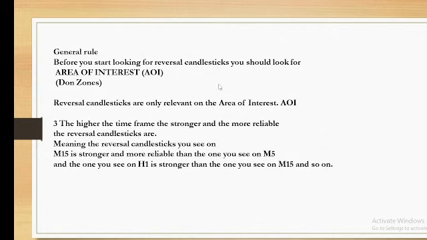Now we started talking about the reversal candlesticks, and then we are talking about doji, and we said we have 5 variations of doji. We have the common doji, the long-legged doji, the gravestone doji, the dragonfly doji, and the 4 price. All of them I've explained to you in detail.